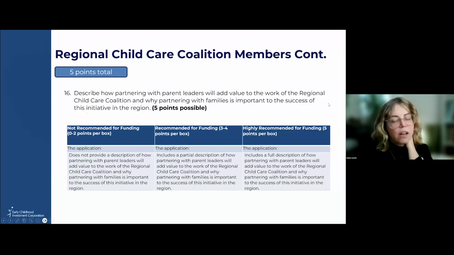Question 16, another 5 points possible. You can see we're pretty consistent here. And this just piggybacks off of the last question. So you're going to describe how partnering with parent leaders will add value and why it's so important to the success of this work in your region.